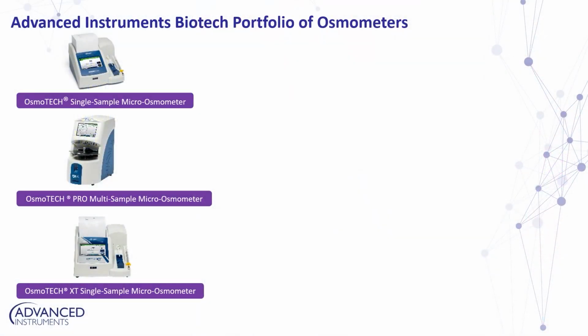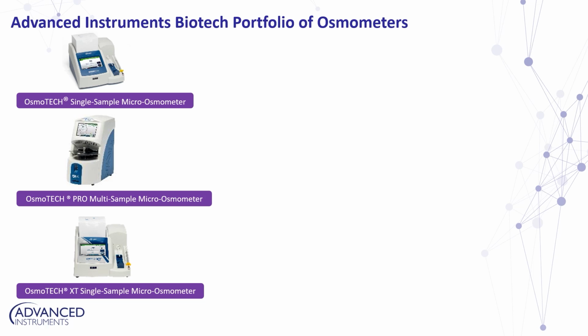At the basic level, we can offer robust osmometers for low and high throughput workflows. Our Osmotech, as seen on the top here, is a single sample osmometer developed specifically for biotech customers. We also have its multi-sample counterpart, the Osmotech Pro, underneath, as well as our newest single sample edition, the Osmotech XT, that was launched September 2020. This specific instrument incorporates an intelligent freezing technology, allowing for the measurement of higher osmolalities up to 4,000 milliosmoles, perfect for those viscous, highly concentrated, complex samples.